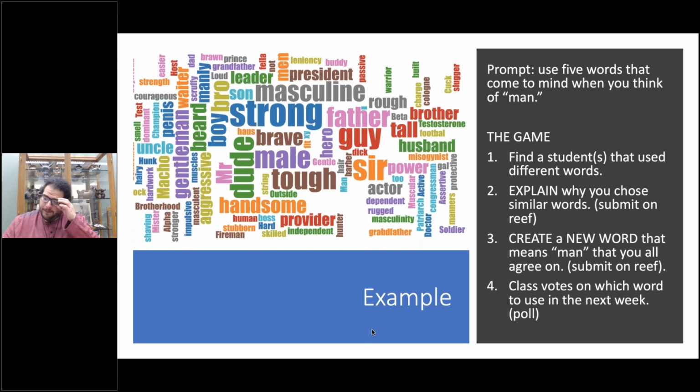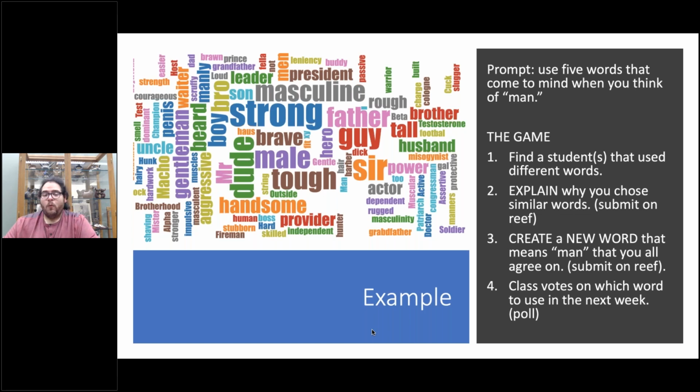And so for this game, I had them explain why they chose similar words after finding students that used different words. So if one person put tall, another person put dude, those are the ones that I would want them paired together. Why did someone choose tall versus dude?